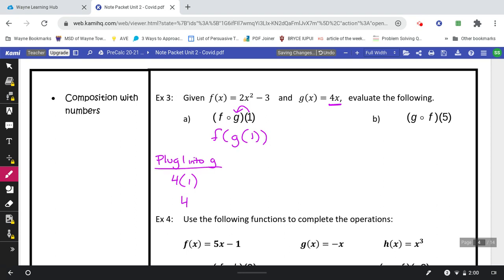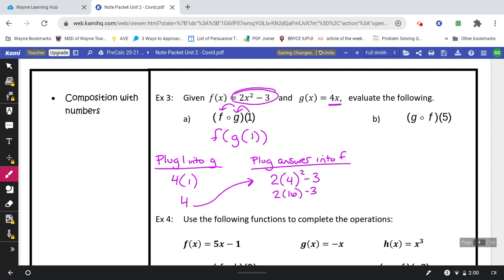Then I'm going to actually take that answer and plug it into the f function. So 4 was my answer. I'm going to plug it into my f function right here. 2 times 4 squared minus 3. Two times 16, 32 minus 3, and that gets me 29. All right. Without having to write all this extra stuff, let's see what we can do.